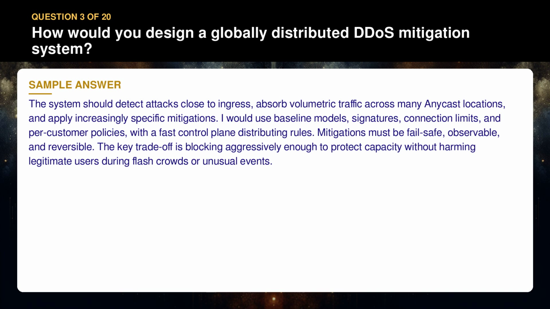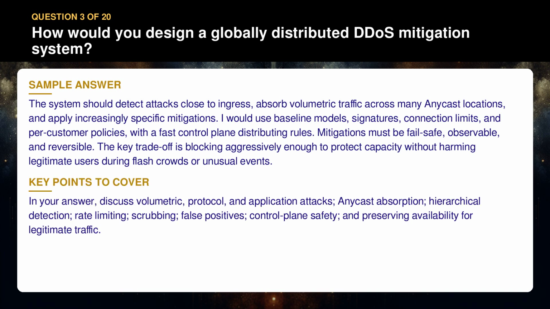The key trade-off is blocking aggressively enough to protect capacity without harming legitimate users during flash crowds or unusual events. In your answer, discuss volumetric, protocol, and application attacks, Anycast absorption, hierarchical detection, rate limiting, scrubbing, false positives, control plane safety, and preserving availability for legitimate traffic.